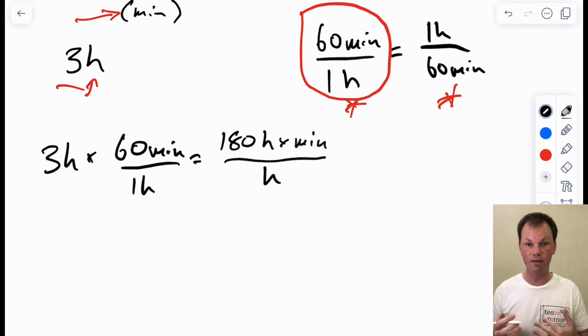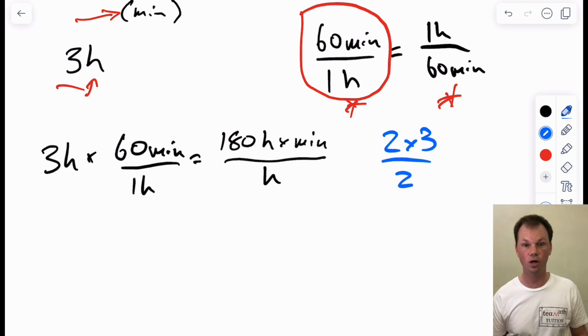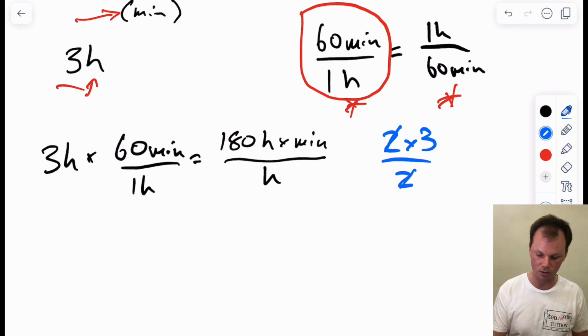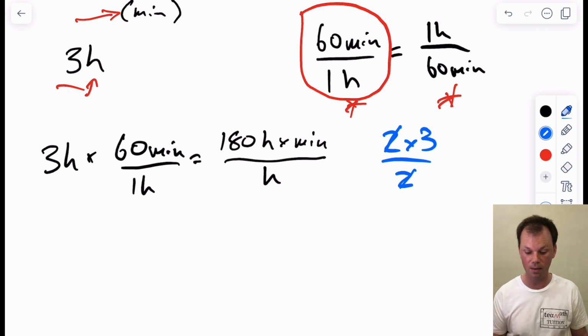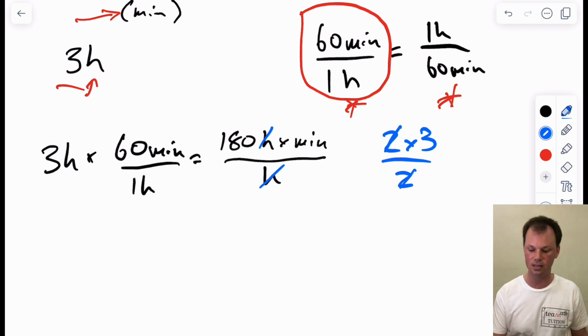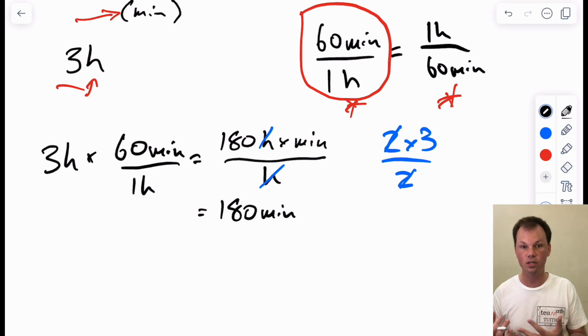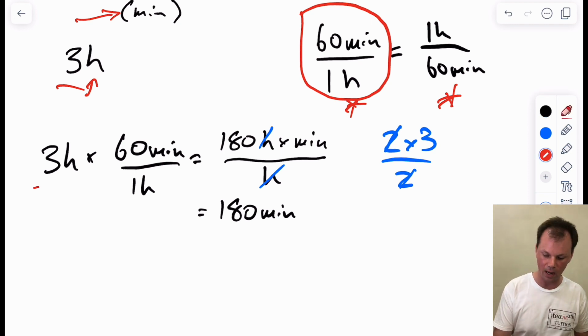Now, if we have something common to the top and common to the bottom of a fraction, we can cancel it. Just like if we had this, 2's common to the top and the bottom, we can cancel the 2's. Just like that example, here we've got hours as common to the top and the bottom, so we can cancel it. And what we're left with is 180 minutes. And you can see by doing that, we've converted our 3 hours to 180 minutes.